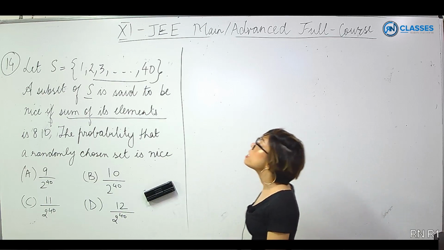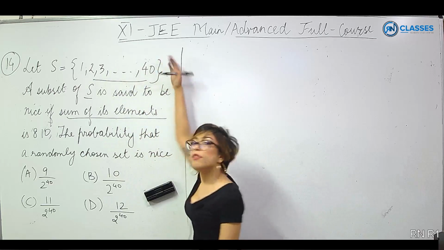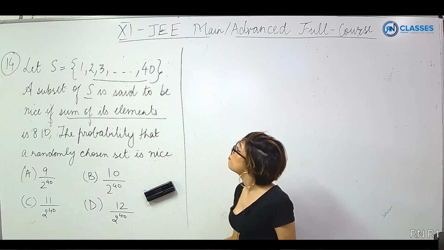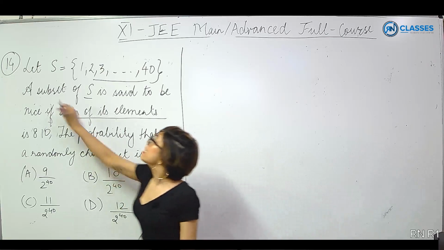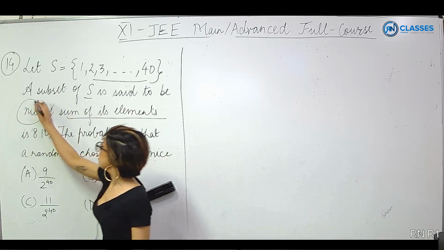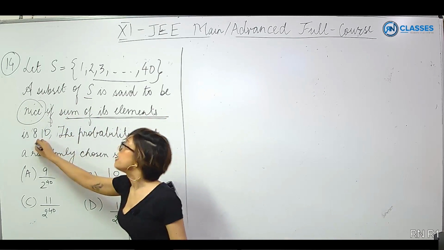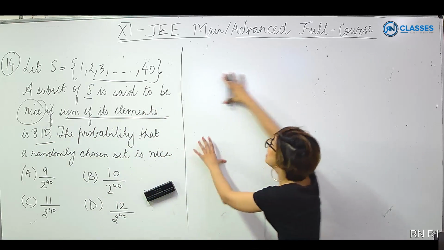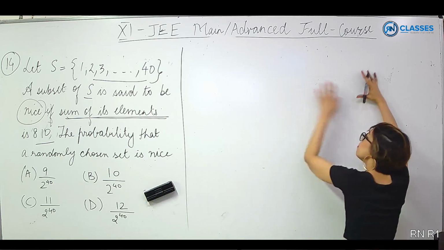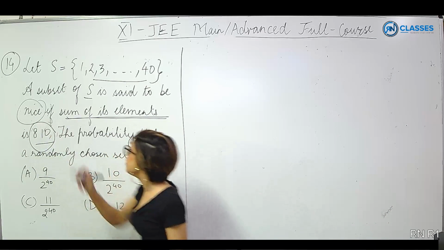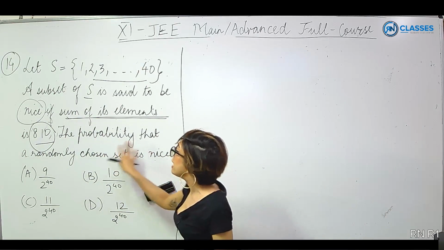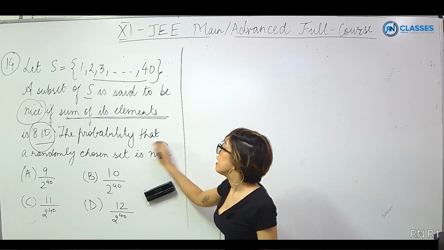Now he says let F be the set 1, 2, 3, so on till 40. So the elements are the first 40 natural numbers. Now he says a subset of F is said to be nice if the sum of its elements is 810. Mind, this is a very big number. Then he says find the probability that a randomly chosen set is nice.